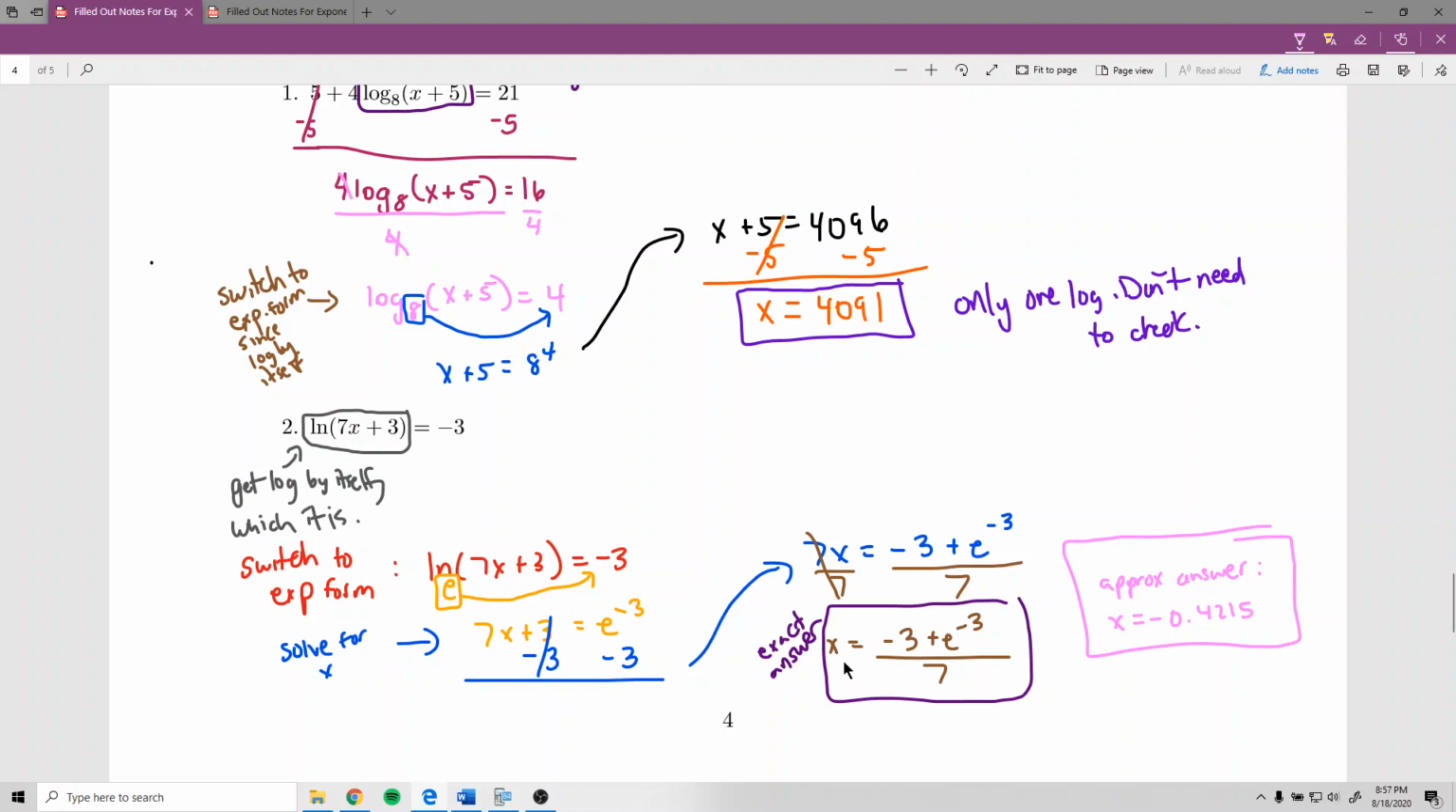Right, now, like I mentioned before, since you have a single log, this is going to work. We don't need to check our answer. If you're thinking, well, you can't have negative numbers inside logs, you are correct. If you plug this number in, you will find out that it becomes positive. When you multiply this by 7 and then add the 3, it becomes positive. All right, so that is our answer.